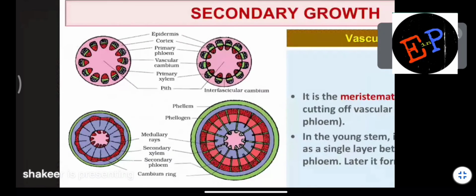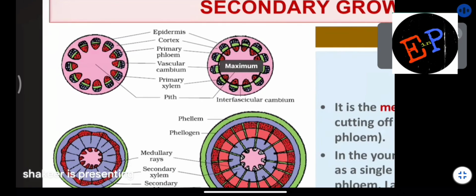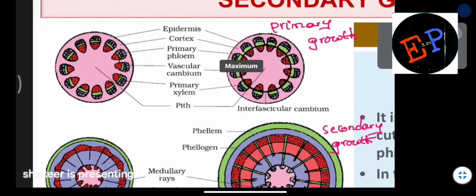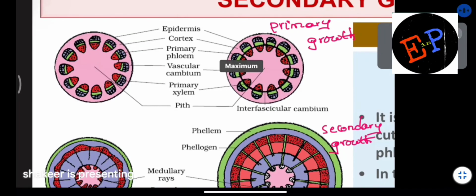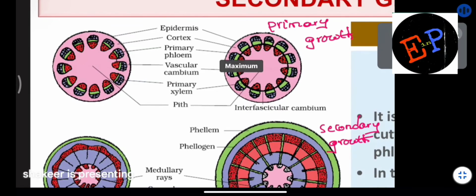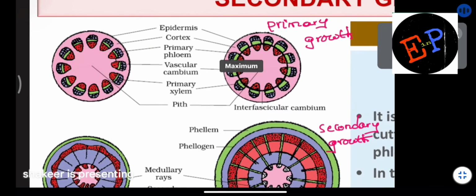This one is the primary growth, and this one is the secondary growth. Now see the structures in the primary growth. First, pith is present. Then you have primary xylem, then vascular cambium, which is present in between xylem and phloem. Then you have primary phloem, then cortex, then the epidermis.